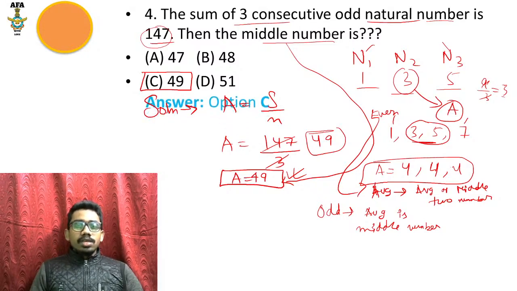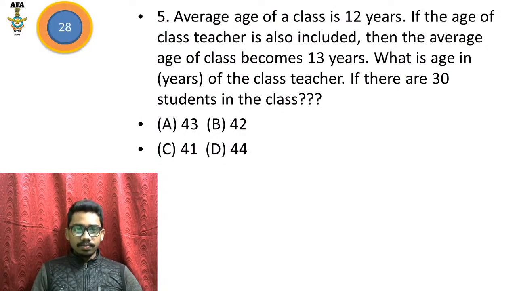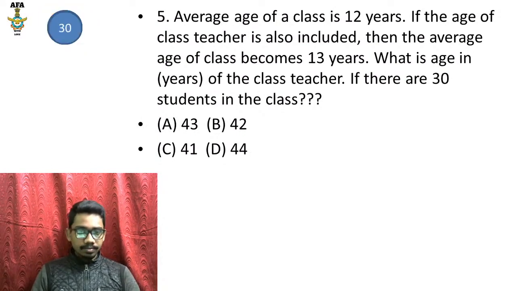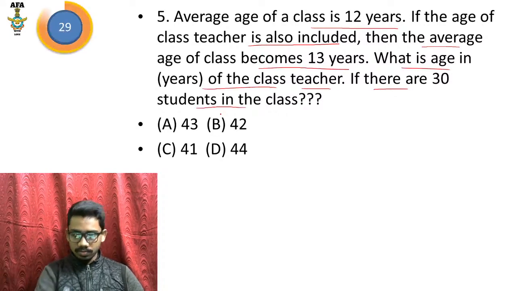So moving on to question number 5. Try to solve this question. What should be the correct answer for this question? See, the average age of a class is 12 years. If the age of the class teacher is also included, then the average age of the class becomes 13 years. What is the age in years of the class teacher if there are 30 students in the class? Try to solve this question.